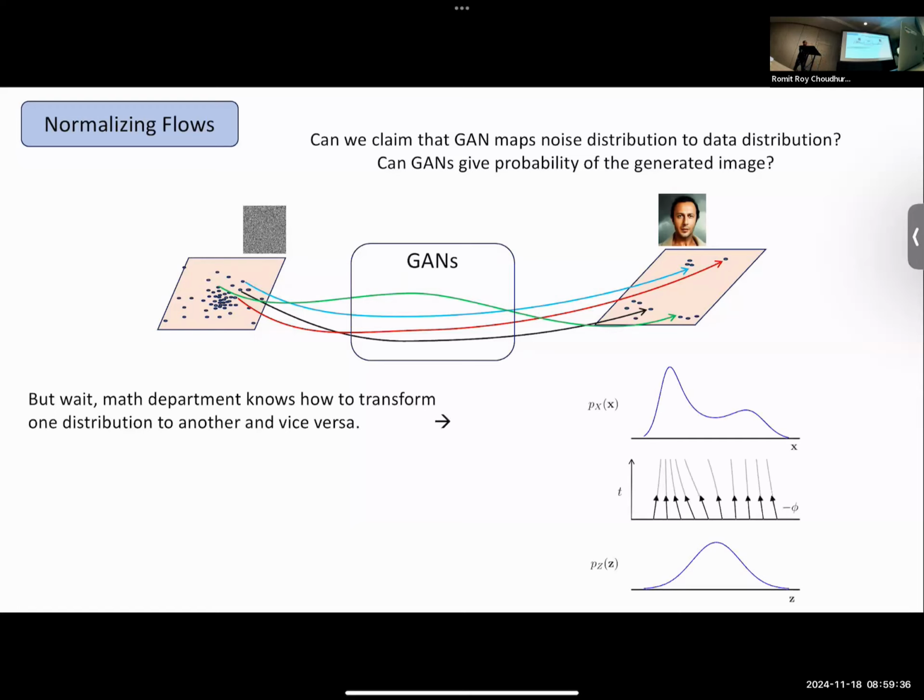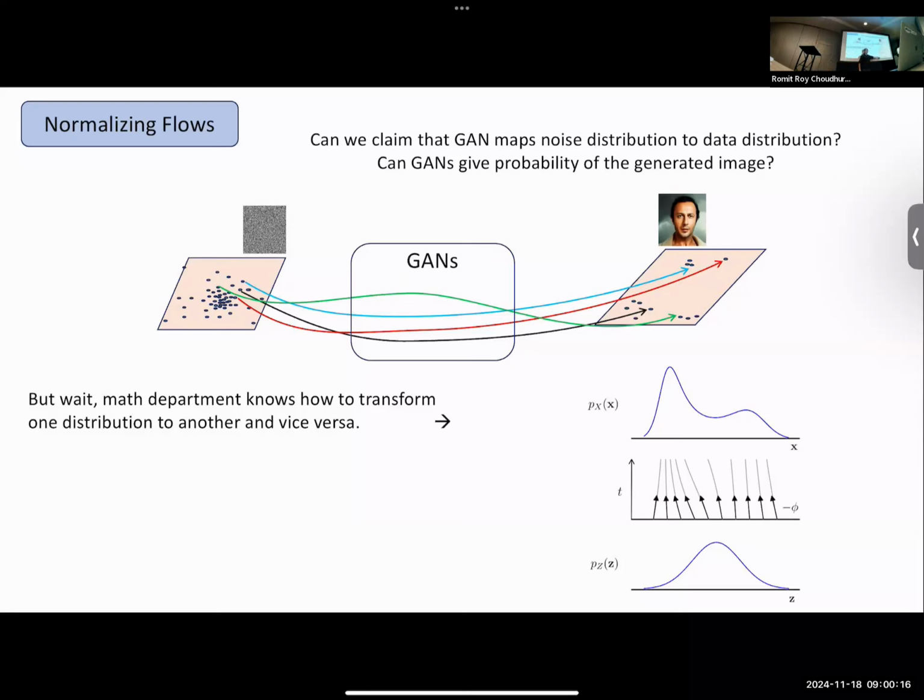So then, mathematicians, okay, in the math department, people know things like the following. If you give a mathematician a simple distribution, they know how to convert it to any other distribution under some rules. The functions that convert them should be invertible and so on. Forget that for right now. Mathematicians know that if you give them a Gaussian distribution, they know how to apply some functions so that this Gaussian distribution becomes some other distribution that you want. Okay, now do you see the connection?